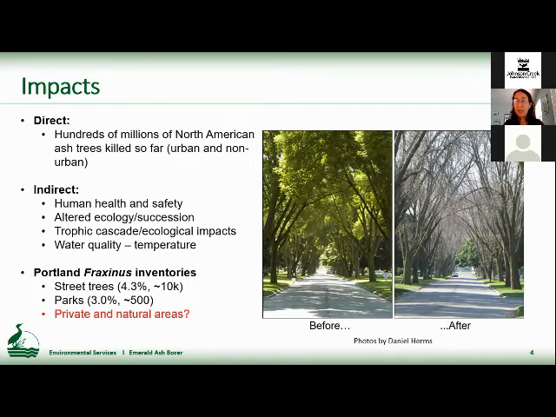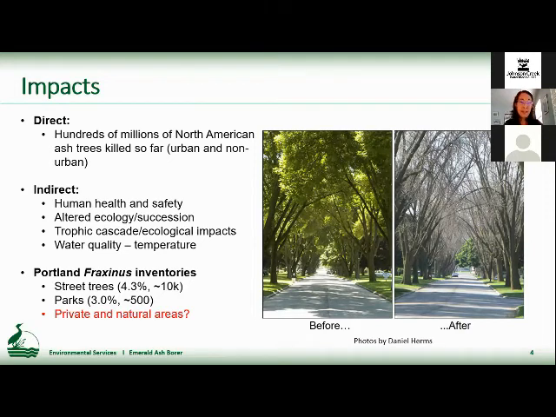This has implications for obviously our urban forest, but our natural areas as well, impacts to ecosystems. And then for our topic today, some of the potential impacts on a stream system for water quality, specifically temperature impacts associated with loss of ash canopy in a riparian area.